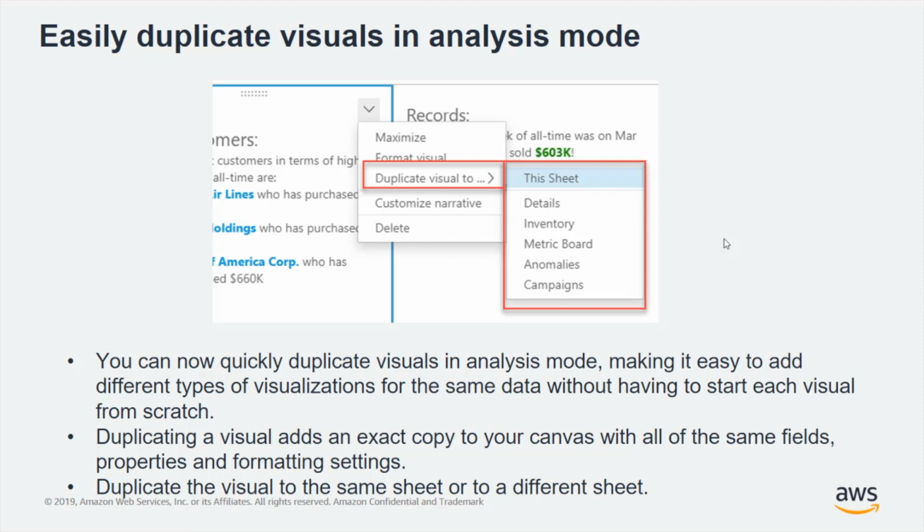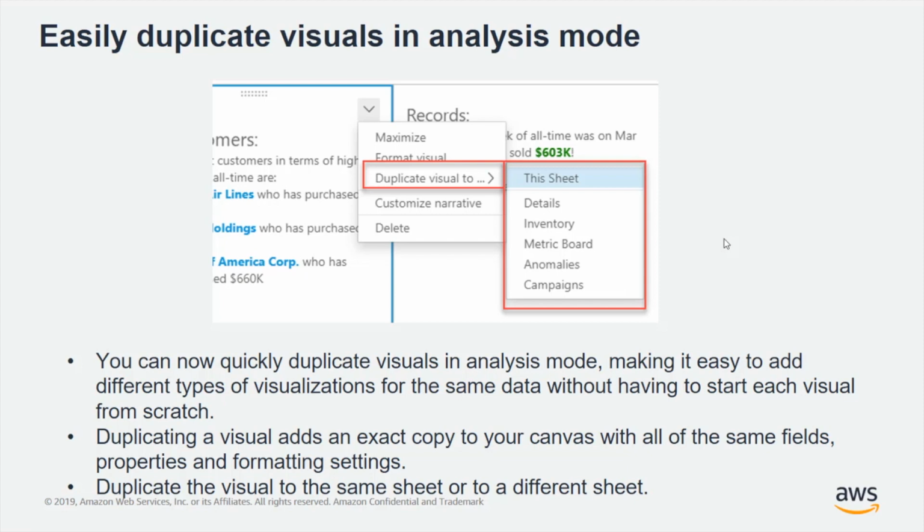And you can duplicate it either to the same sheet or to one of your other sheets. So it's going to make an exact copy of it: all of the formatting, all of the fields that you're using, any other properties that you had set on it. If you have a filter applied that is not a dashboard or a sheet wide filter, the filter will come along with it. If you had sheet wide filters applied, that filter won't be applied if you move this to a new sheet. So just be aware of that if you have some more global filters.